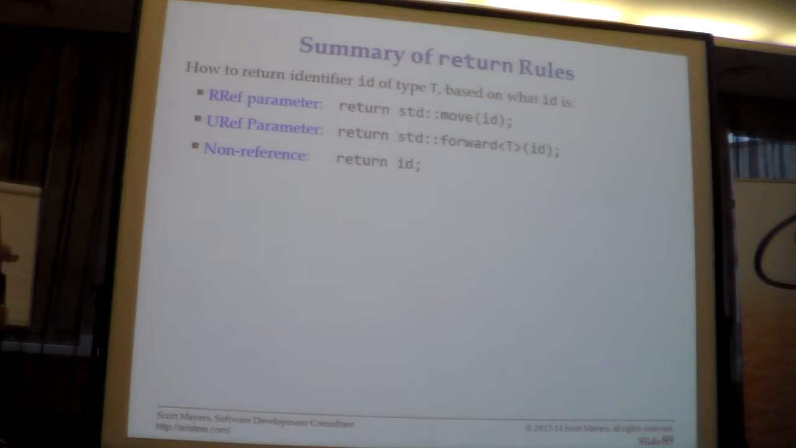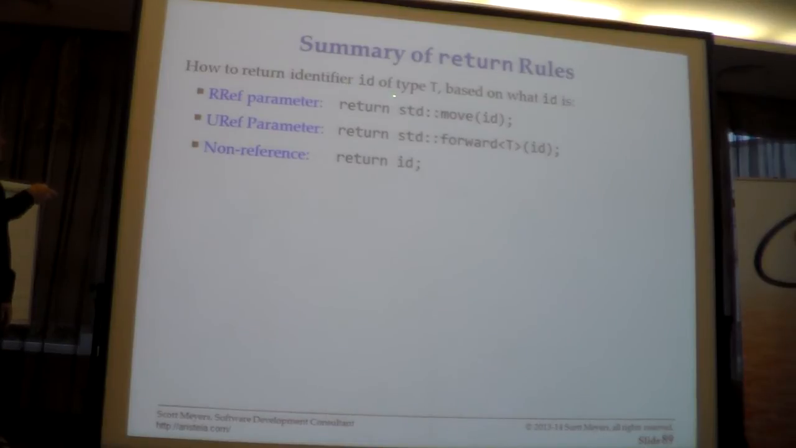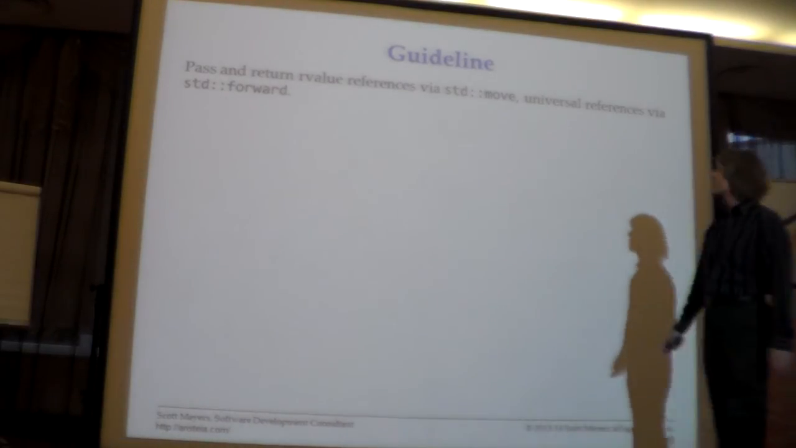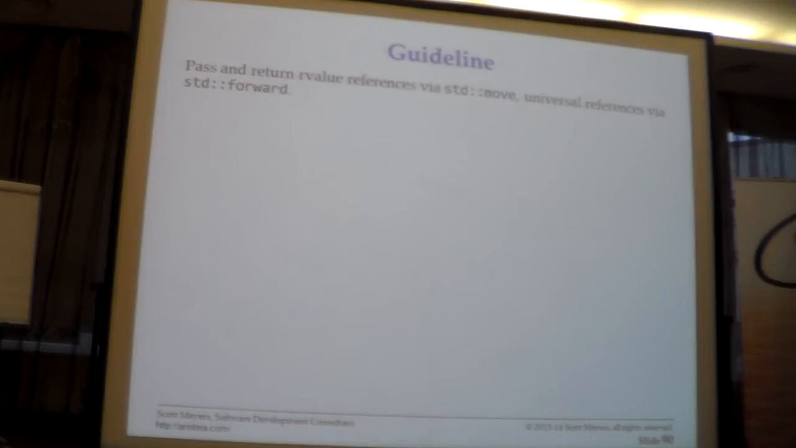Which means that if we have some identifier ID of some type T, then if we have an R value reference parameter, you want to say I want to move. If it's a universal reference parameter, you want to say forward. And if it's a non-reference, you just want to return the value of the parameter. So use move on R value references, use forward on universal references, and to be safe, don't use them anyplace else. So the guideline is to use move with R value reference parameters and forward with universal references.